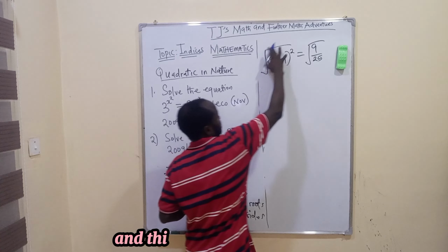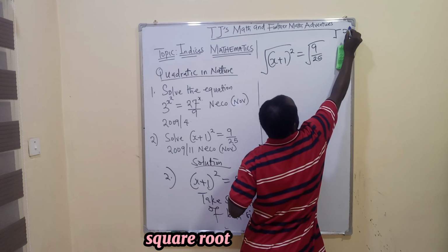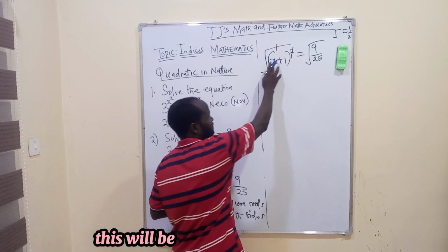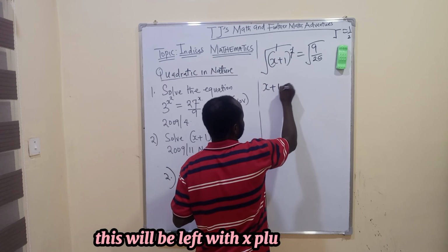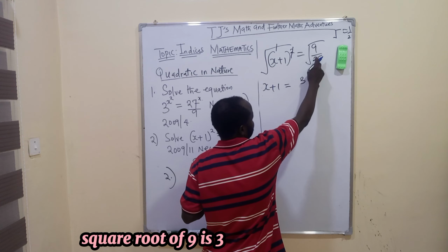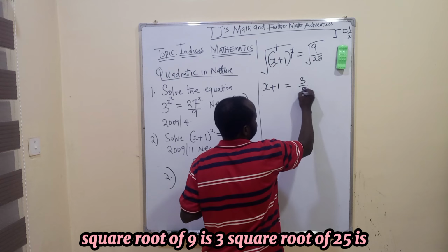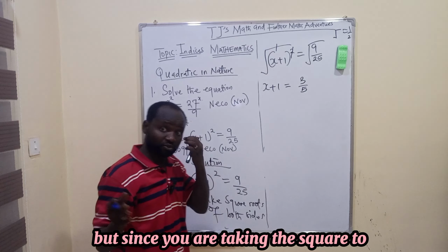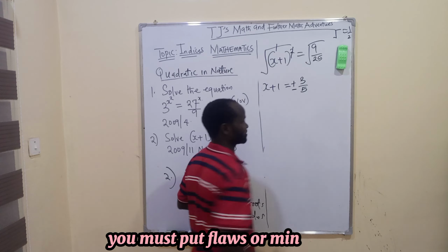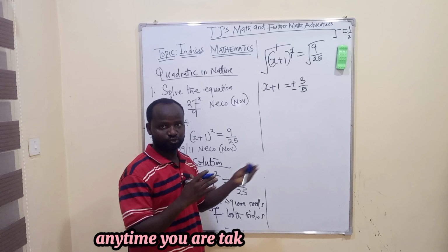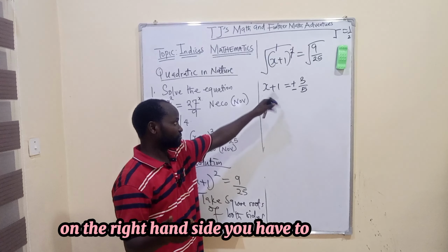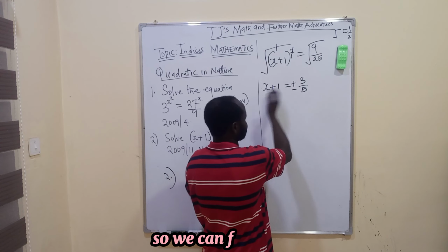Okay? And this square root means half. So meaning this will take care of this. We'll be left with x plus 1 equals to square root of 9 is 3. Square root of 25 is 5. But since we're taking the square root of both the left hand side and the right hand side, we must put plus or minus here. Anytime you're taking the square root of both the left hand side and the right hand side, you have to put plus or minus. So we can find x here.